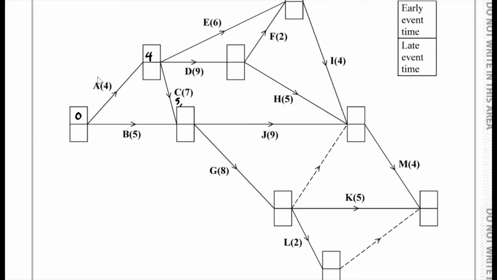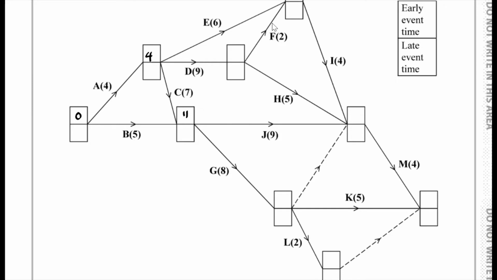Alternatively, if we're at 4 already and C takes 7, 4 plus 7, that's 11. We put the bigger of the two numbers, that's 11. Remember, we want the early event time, the earliest time in which this event over here can start. So hopefully that so far makes sense.